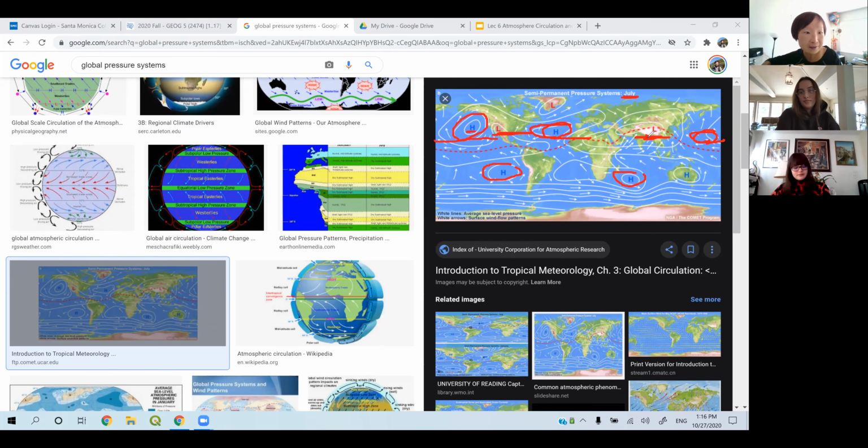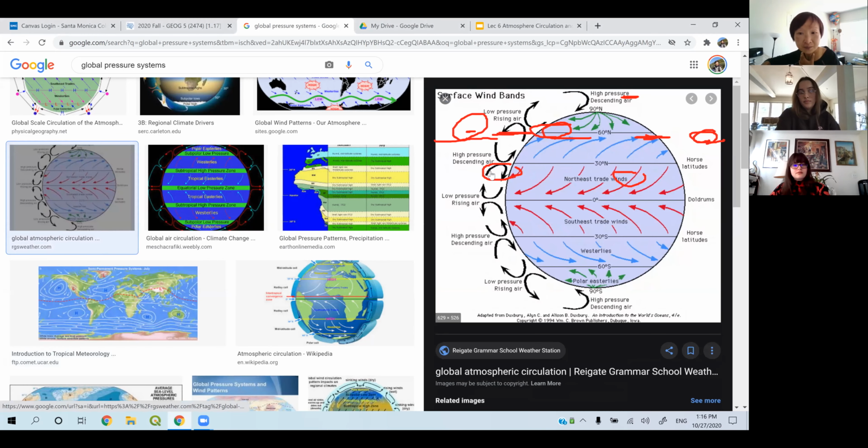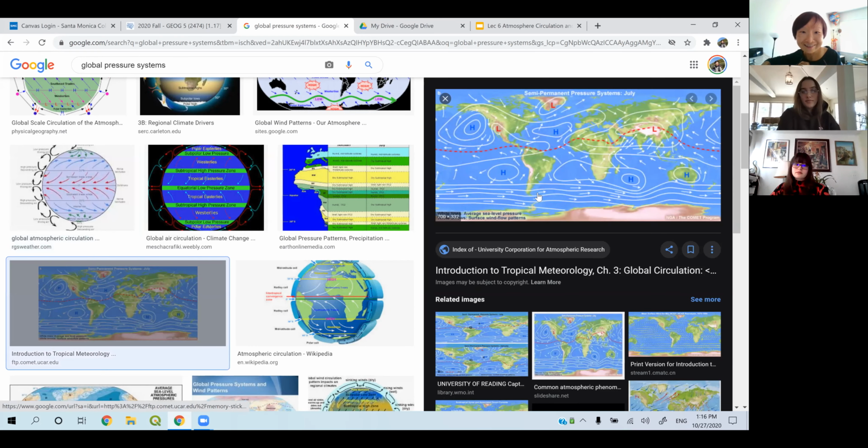When we are talking about the three-cell model, we assume our entire Earth is all ocean. We don't have land, so we don't have to worry about land-water heating difference. But in the real world, we have that, right? So the land masses can actually mess up your three-cell model and our high-low pressure belts.